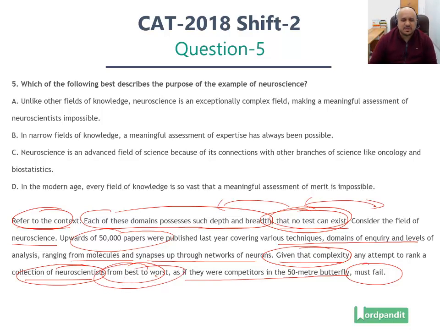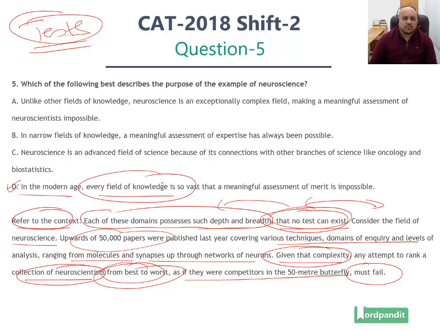He wants to basically imply that this ranking is context driven. Now, which one of these options highlights the fact that tests are inadequate to judge people within a specific field? That is why he has highlighted the example of neuroscience. Option number D is our correct answer and direct answer. In the modern age, every field of knowledge is so vast, so diverse that a meaningful assessment of merit is impossible. So you cannot use tests to establish the best to worst ranking. You cannot use it to establish merit. Hence, option number D is the valid answer here.